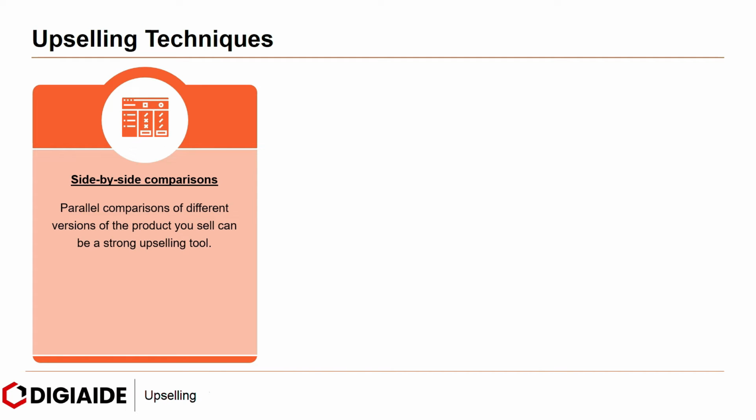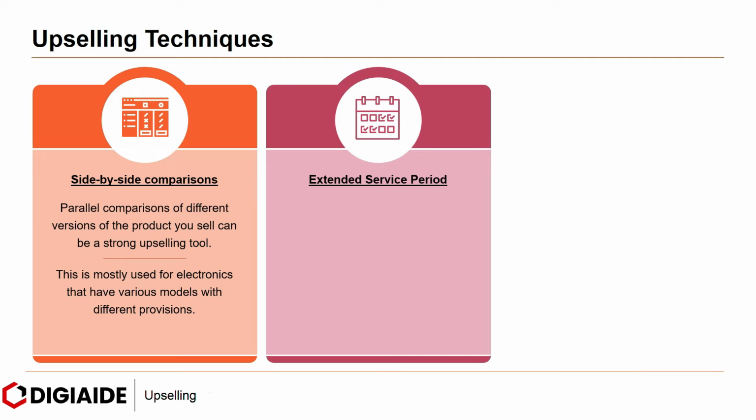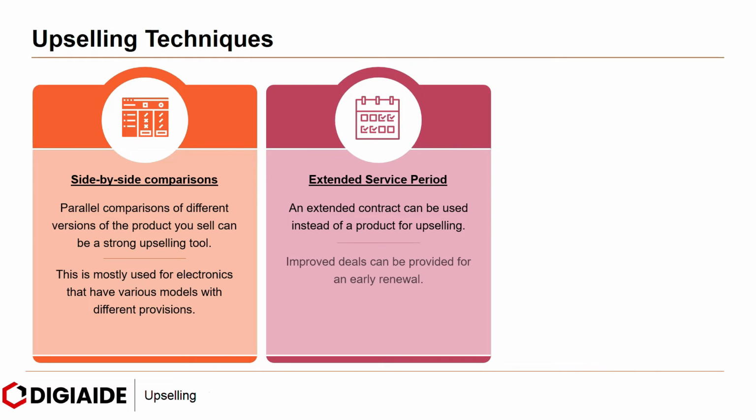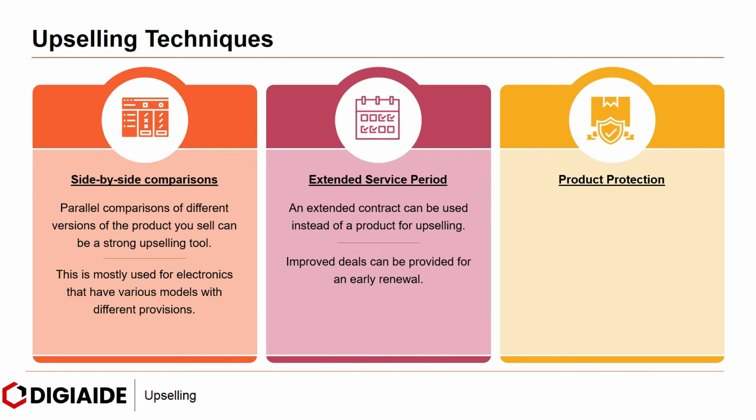Parallel comparisons of different versions of the product you sell can be a strong upselling tool. This is mostly used for electronics that have various models with different provisions. Next, extended service period. An extended contract can be used instead of a product for upselling. Improved deals can be provided for an early renewal. This is most useful for software services.